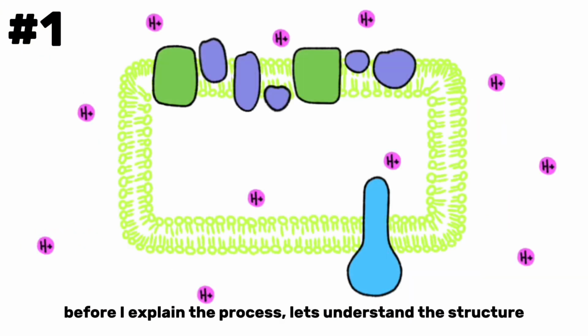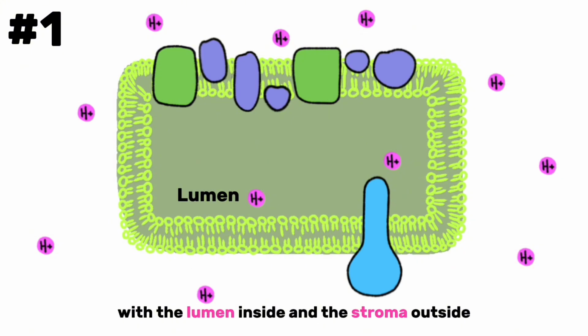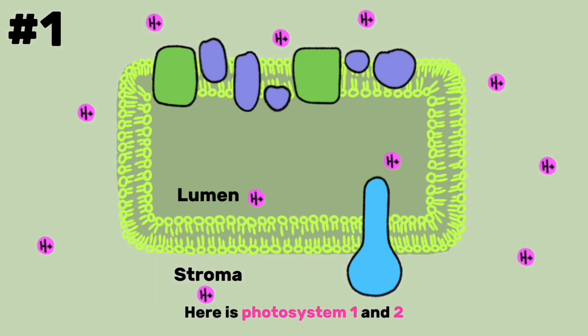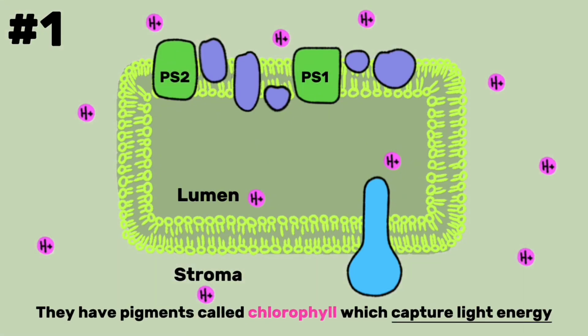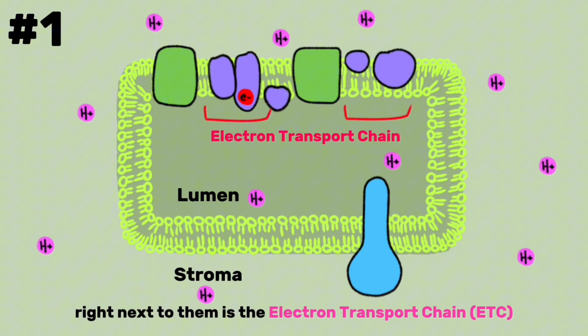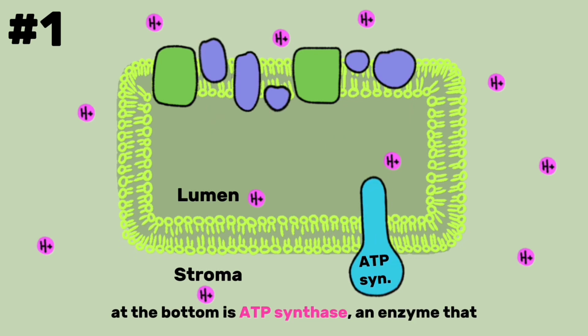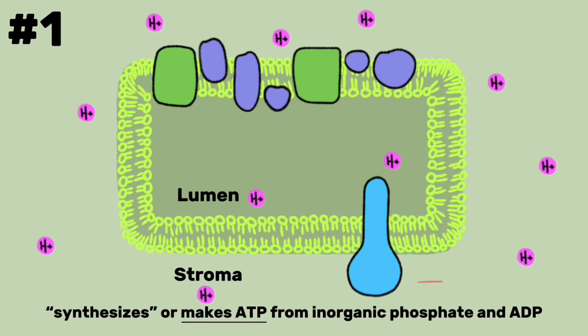Before I explain the process, let's understand the structure. This is the thylakoid membrane I mentioned, with the lumen inside and the stroma outside. Here are photosystem 1 and 2. They have pigments, called chlorophyll, which capture light energy. Right next to them is the electron transport chain, a group of proteins in the membrane that passes down electrons. At the bottom is ATP synthase, an enzyme that synthesizes, or makes, ATP from inorganic phosphate and ADP.